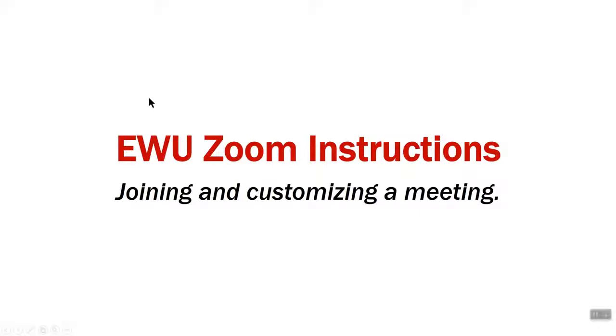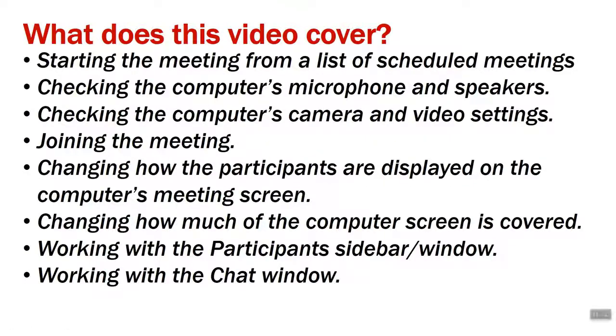In this video, we're going to be the host of a pre-scheduled meeting. We will be starting the meeting from a list of scheduled meetings, checking the computer's microphone and speakers, checking the computer's camera and video settings, joining the meeting, changing how the participants are viewed on the computer's meeting screen, changing how much of the meeting screen is covered, working with the participant's sidebar/window, and working with the chat window.